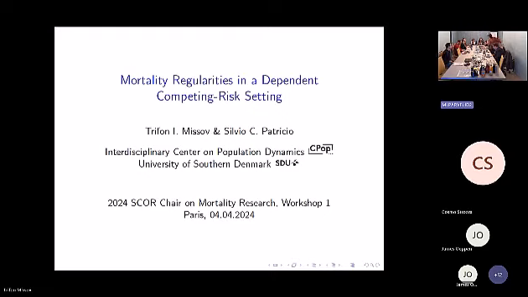It's a joint work with another PhD student we have at Cpop, Silvio Patricio, and it's about mortality regularities in a dependent continuous risk setting.